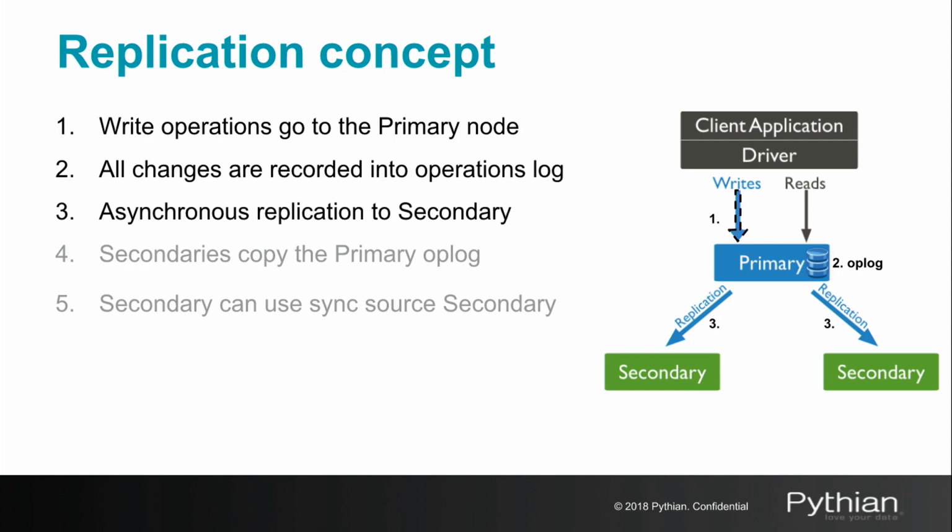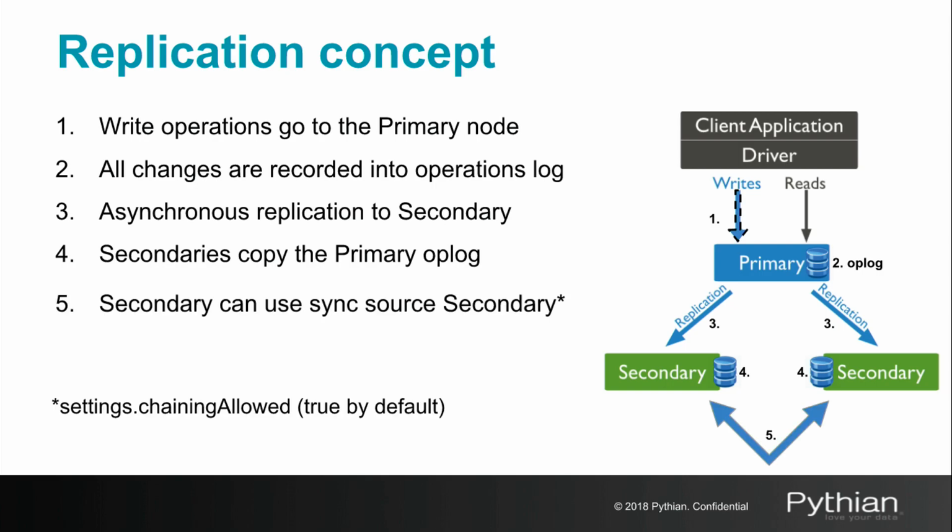All the changes are asynchronously replicated to the secondary nodes, and the secondary nodes also copy the primary oplog to its own oplog. And that allows us to use another secondary as sync source, so secondaries do not have to replicate from the primary directly, and that's true by default. It's configurable, and we can change this setting if we like.